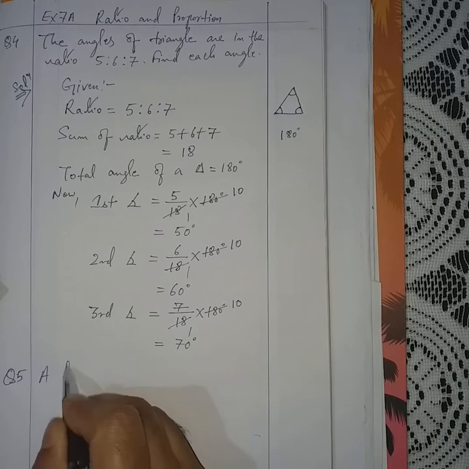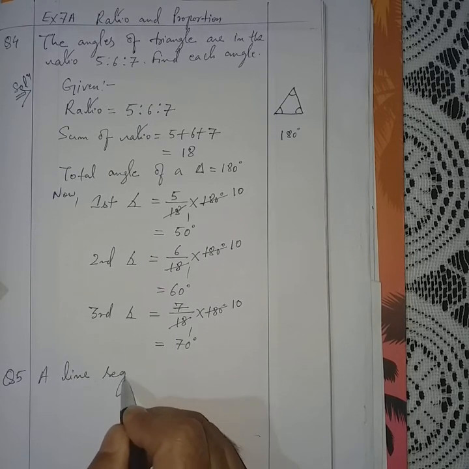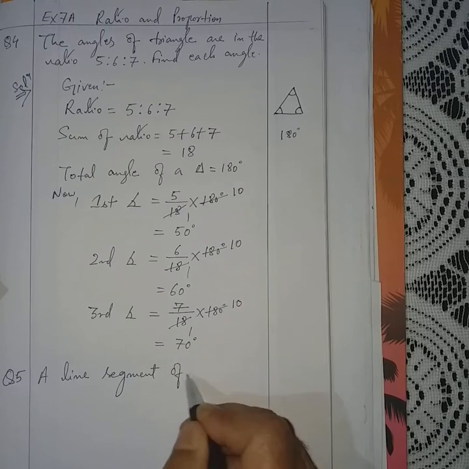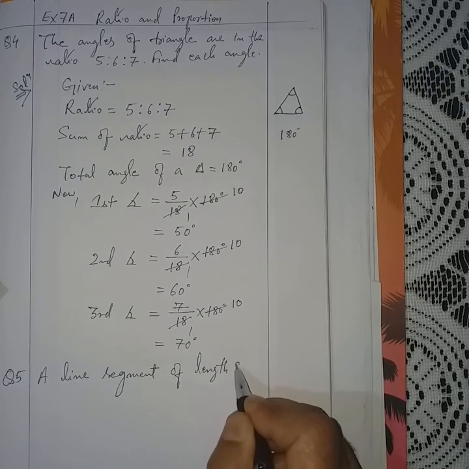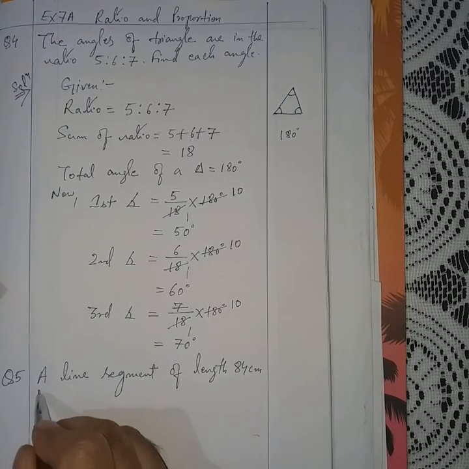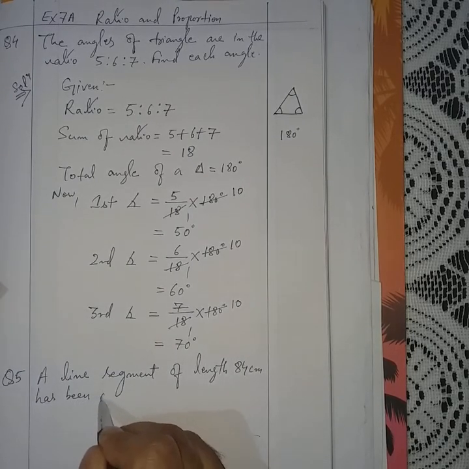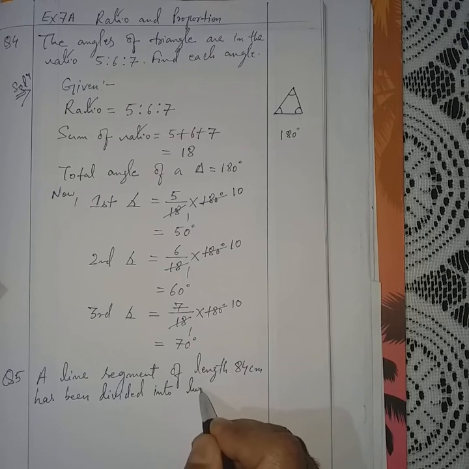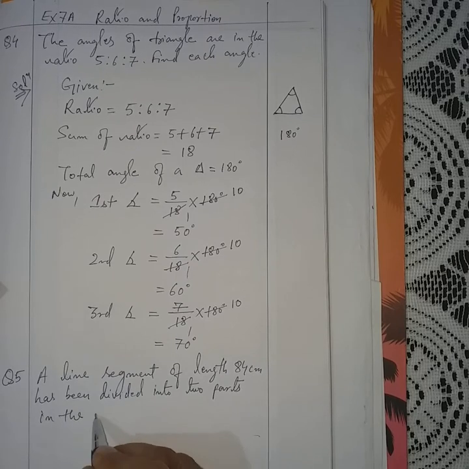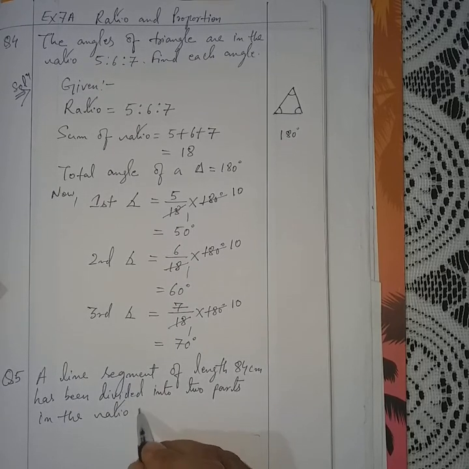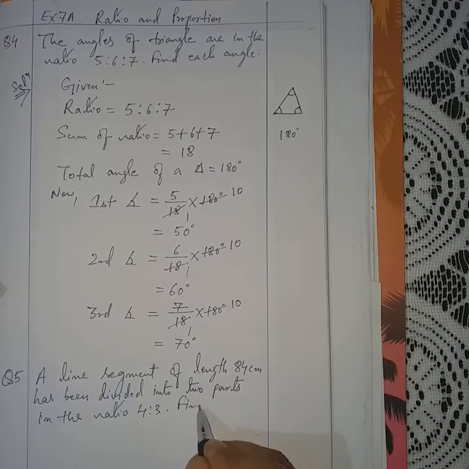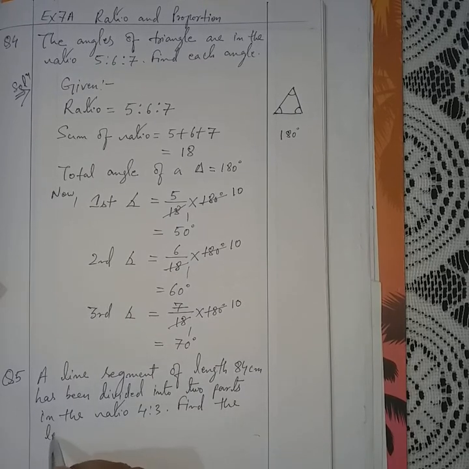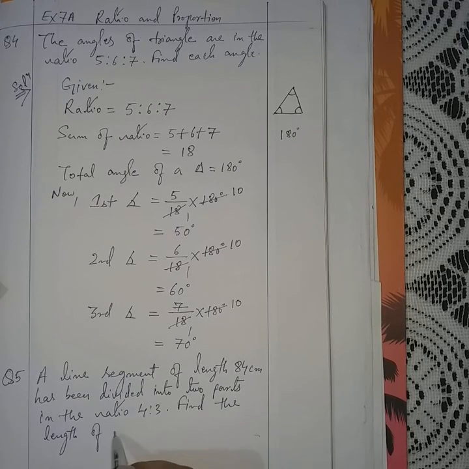A line segment of length 84 centimeters has been divided into two parts in the ratio 4:3. Find the length of each part.